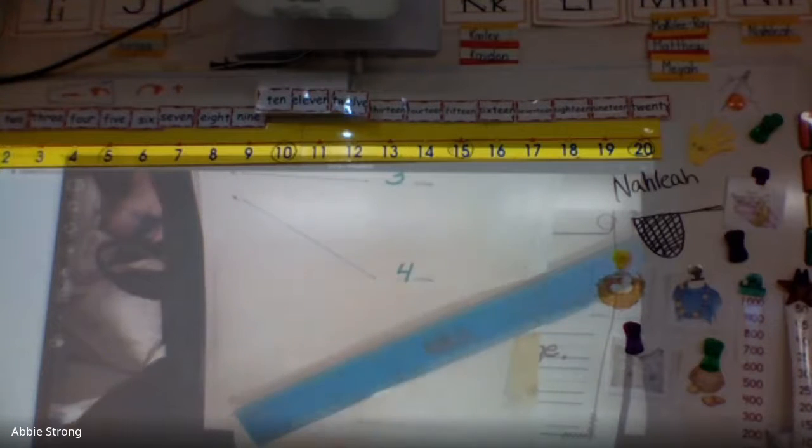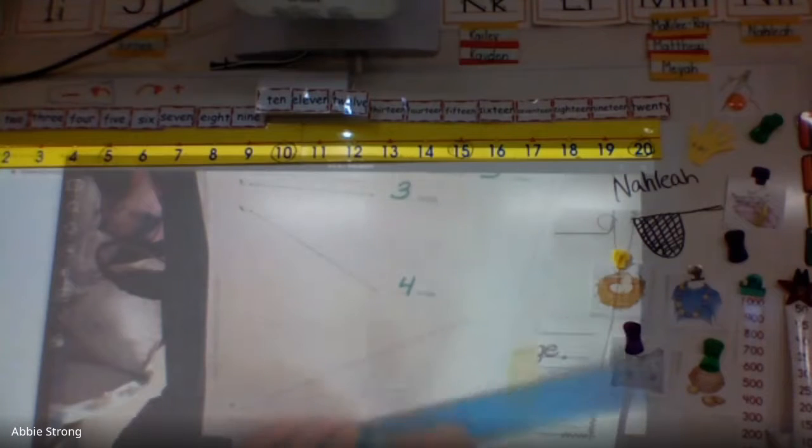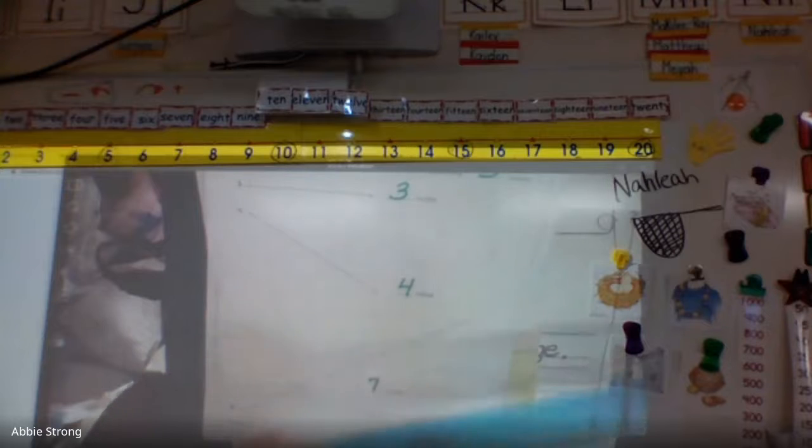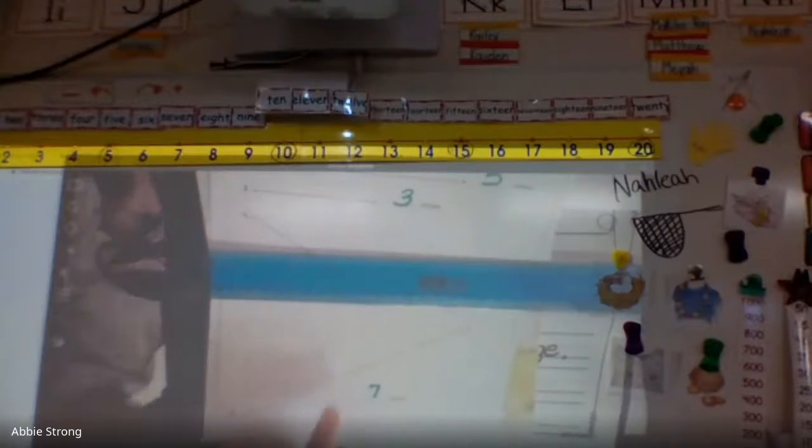Did we measure to the nearest inch? Yes, we did. Say, we rocked it. We rocked it. Put your name on the paper. Right. It is 7 inches long.